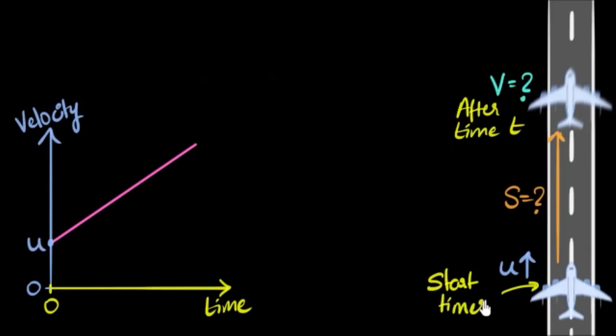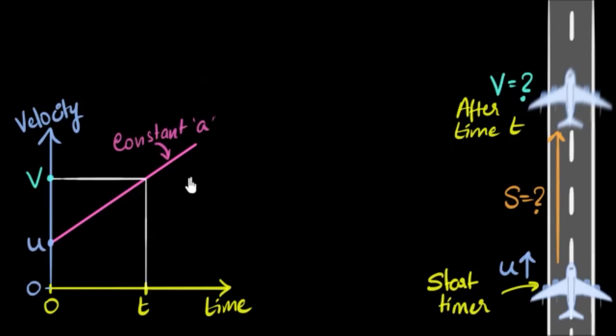The same story. When we start our timer, that's when time is 0. The velocity of the aeroplane is u. And after time t, the new velocity of our airplane is v. And a very important thing to notice is, because we've drawn a straight line, this means that the acceleration of our aeroplane is a constant.